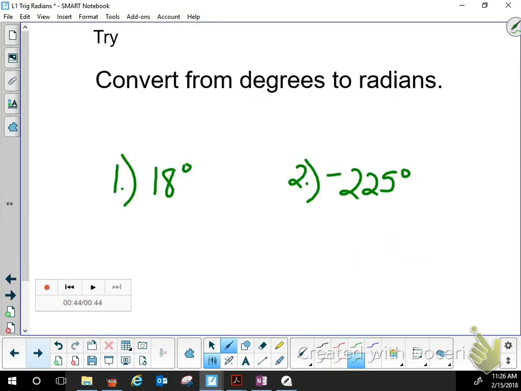Try these two right now. Compare your answer with your partners. Convert these from degrees to radians. Okay, so for the first one, what are you doing? You should have ended up with pi over 10. Everybody's good with pi over 10?